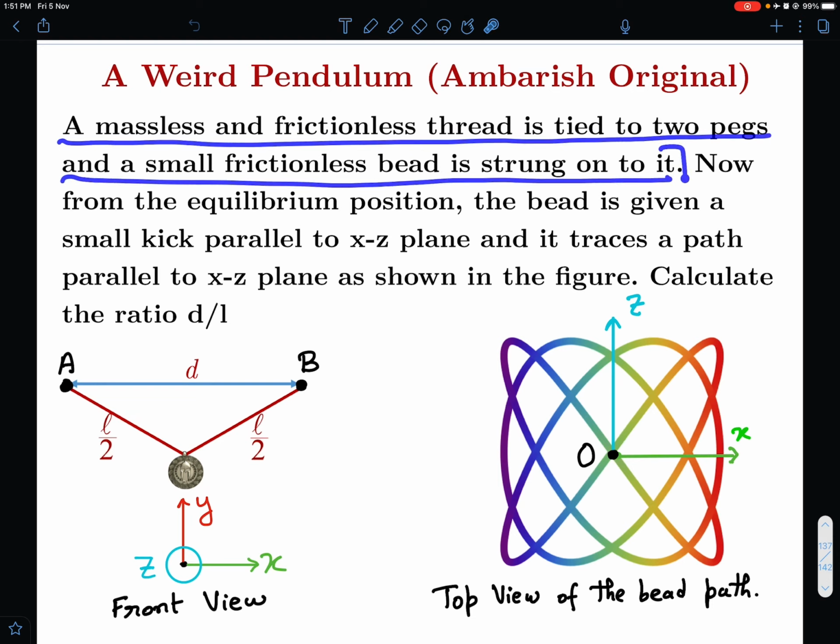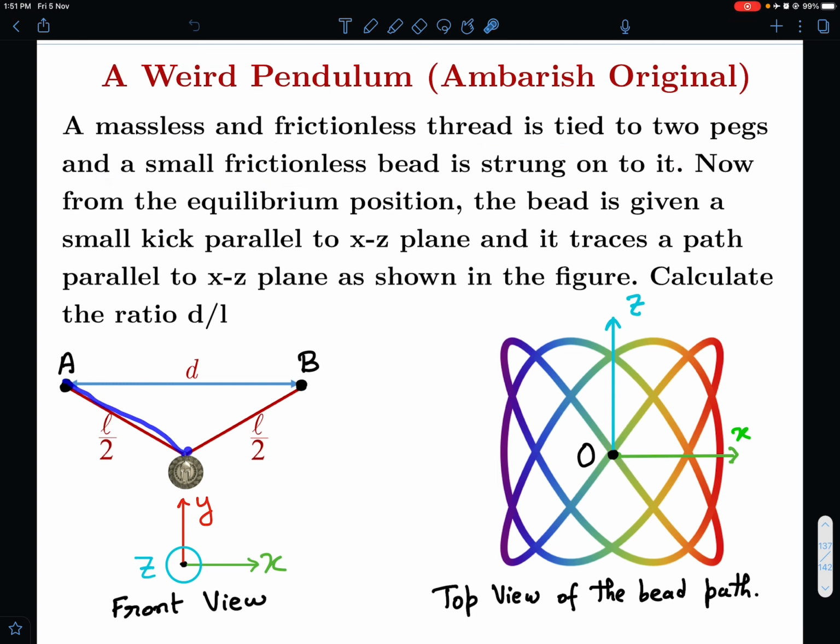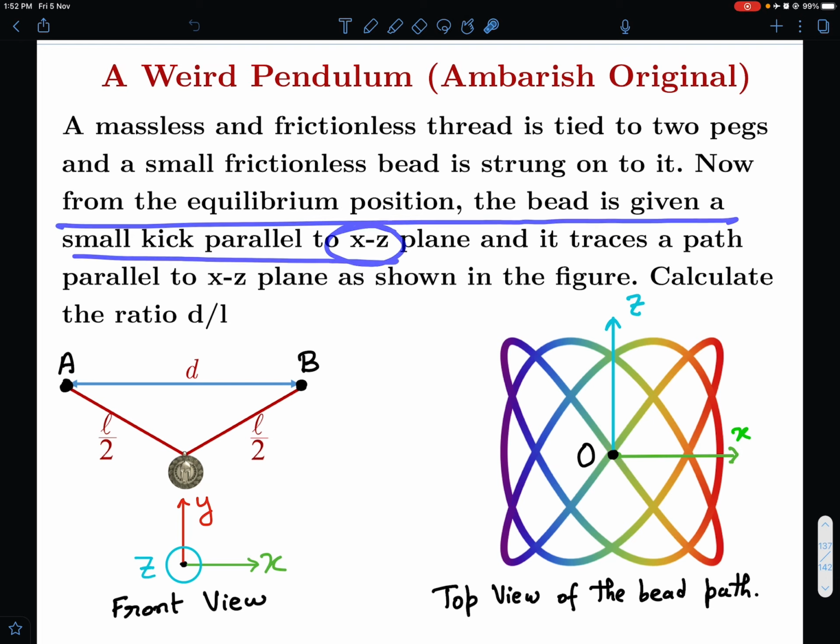Okay, I'll explain the problem statement. A massless and frictionless thread is tied to two pegs, and a small frictionless bead is strung onto it. So this is peg A and this is peg B, and then there is a thread, and the thread is massless and frictionless. And then there is a small bead. I've drawn it like a pendant, but imagine it to be a very small bead with a hole inside, so that it can slide without friction. You can ignore the moment of inertia and all such effects, so you can assume that this is in pure translation. So a small frictionless bead is strung on it.